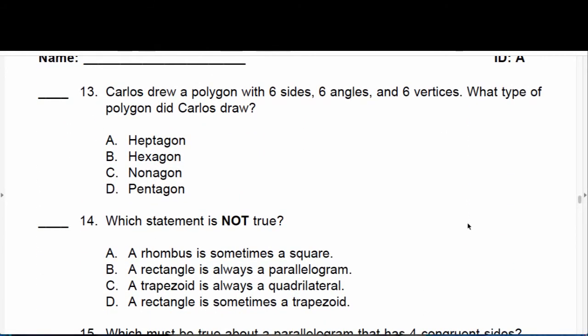Question 13. Carlos drew a polygon with 6 sides, 6 angles, and 6 vertices. What type of polygon did Carlos draw? A. Heptagon. B. Hexagon. C. Nonagon. D. Pentagon.